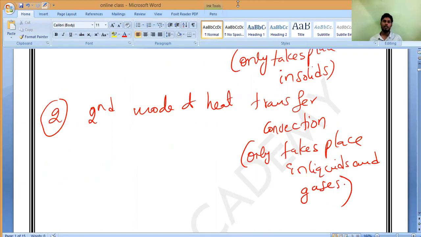So let us discuss a little bit in more detail. As we have studied already, the transfer of heat in solids takes place by the process of conduction. The transfer of heat which takes place in liquids and gases is called convection. So we know three states of matter. In solids, conduction. In liquids and gases, both, convection is happening.